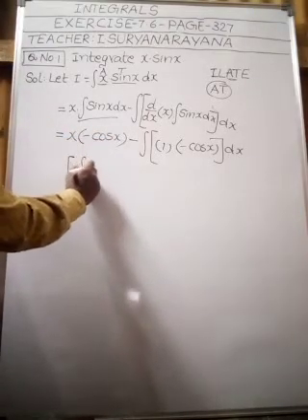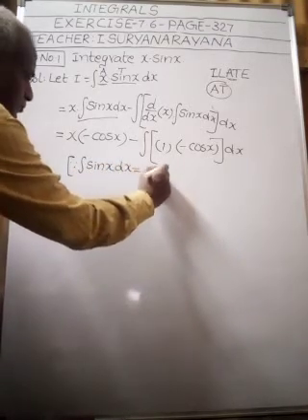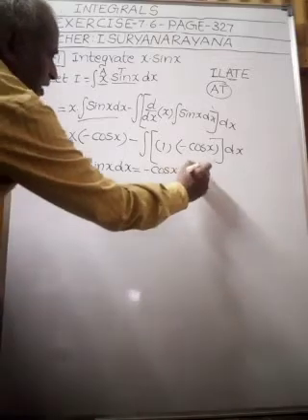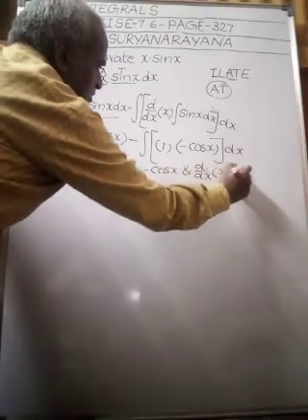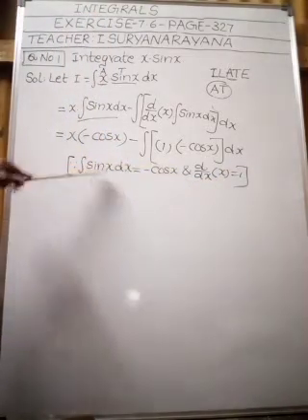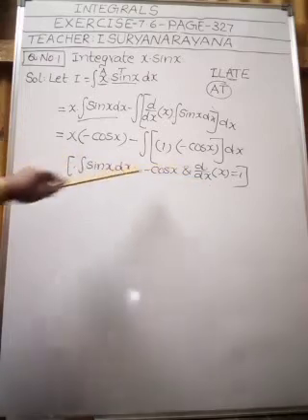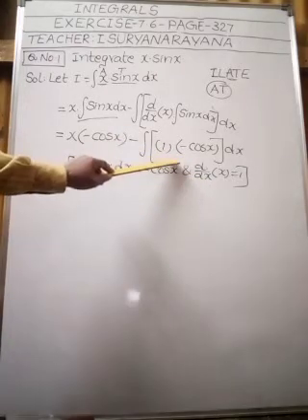Because integral sin x dx is equal to minus cos x and d by dx of x is equal to 1. By using these two formulae, integration formula and differentiation formula, we wrote this step. Understood this step, my children?